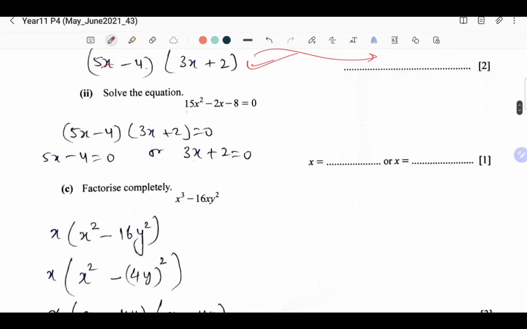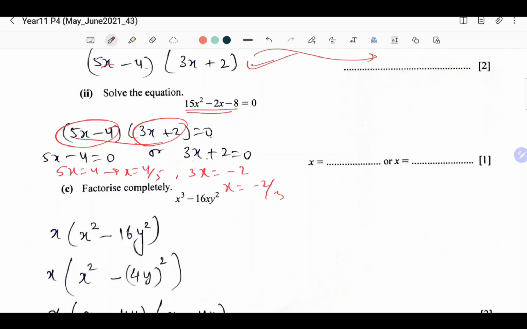Now solve the equation. So already we found the factors of this, which is this. Now this equals 0, so this bracket is 0 or this bracket is 0. So here 5x equals 4, x equals 4 over 5, and here 3x equals minus 2, x equals minus 2 by 3. So guys, 4 over 5 and minus 2 by 3.